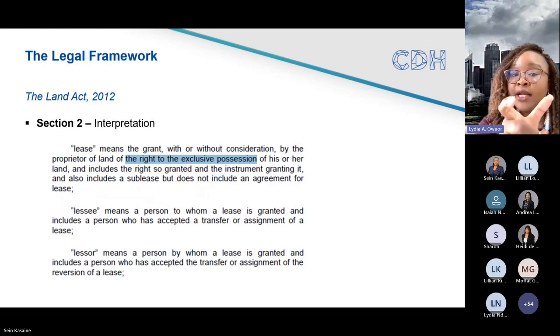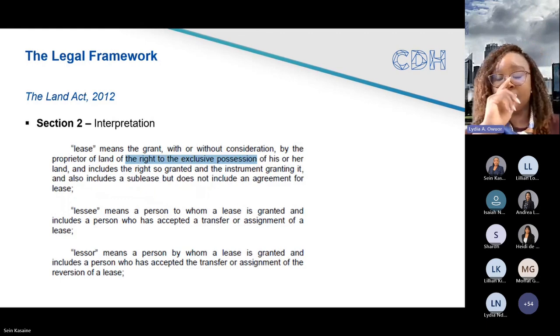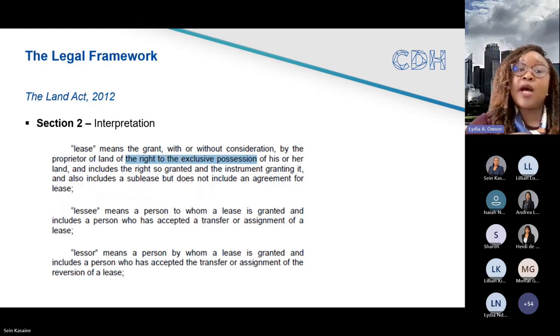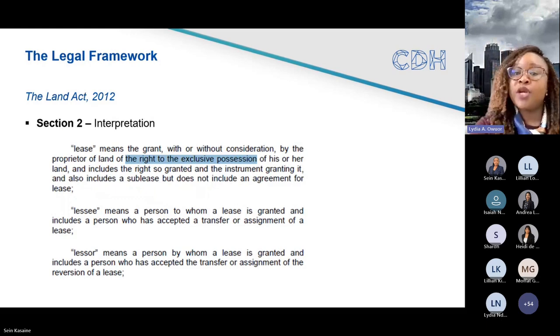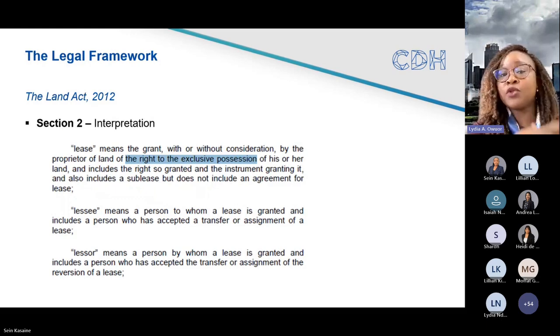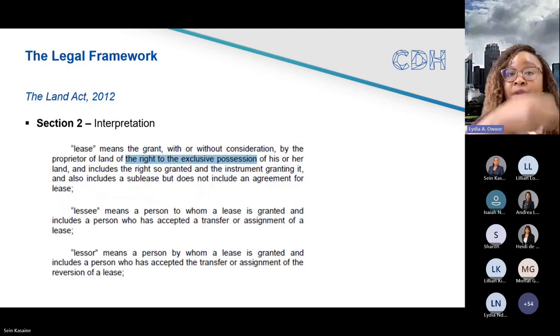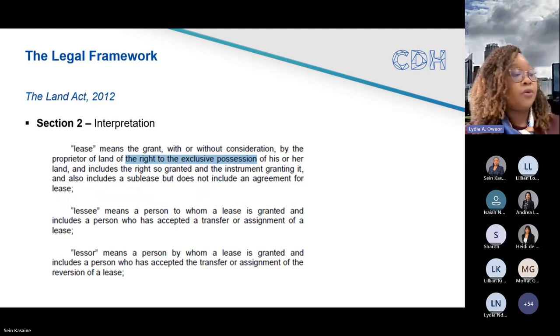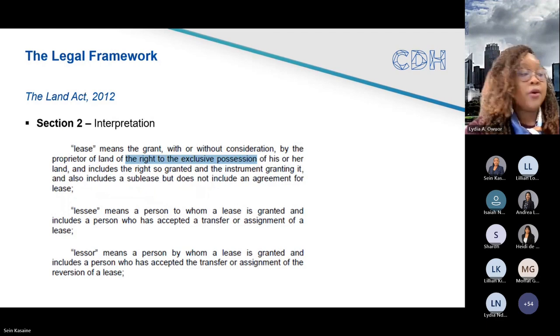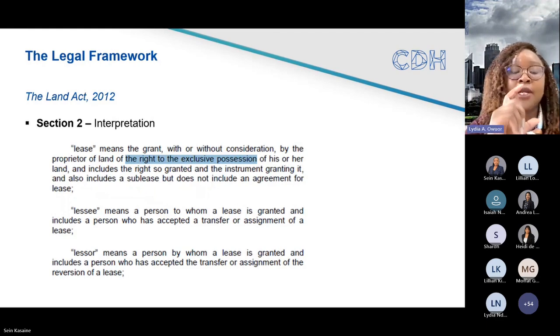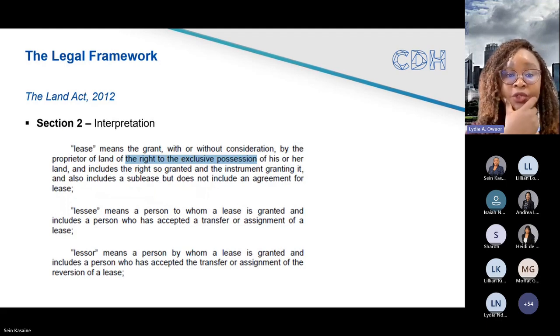There's a contradiction with that last part, but that's a separate conversation, because on one hand, the definition of the lease says it does not include an agreement for lease, but we have a separate definition of what amounts to a disposition, which says that it may include the agreement. Okay, so I will explain why I have highlighted the right to exclusive possession.